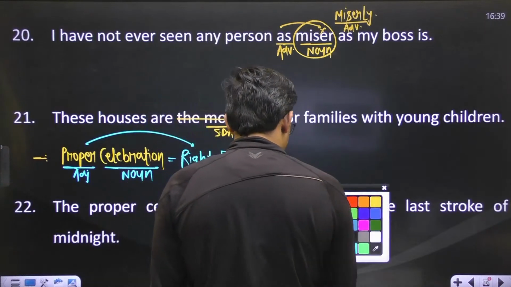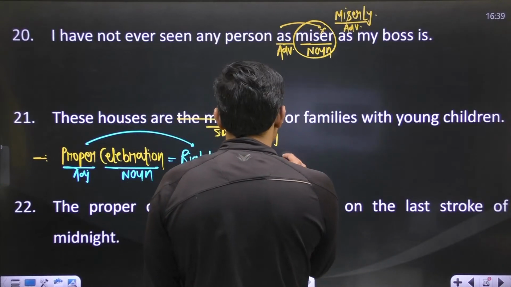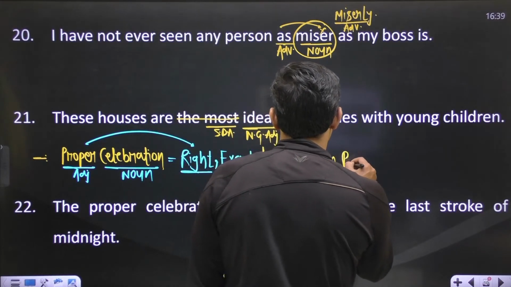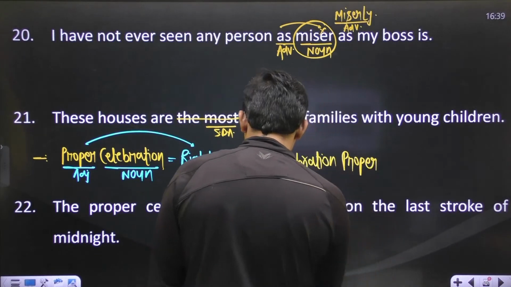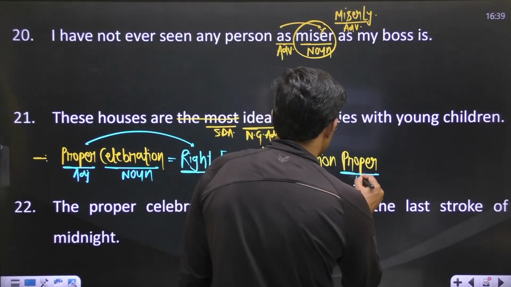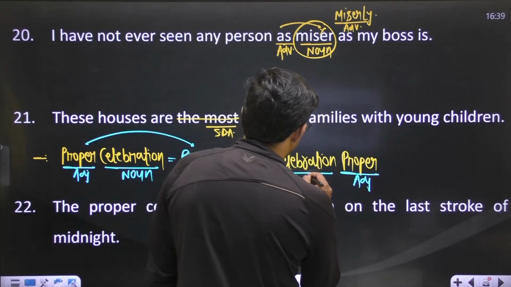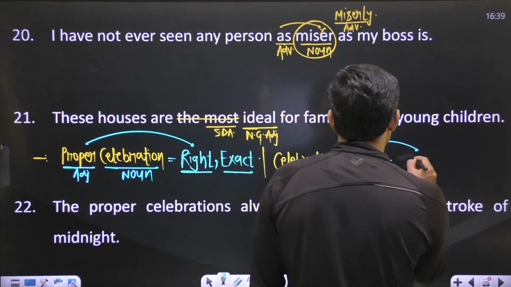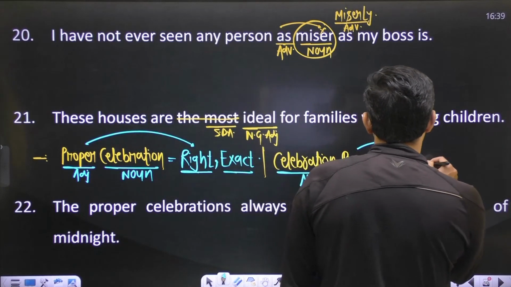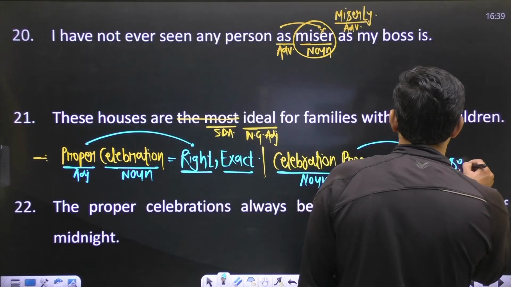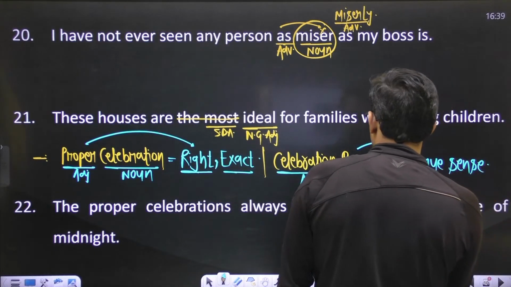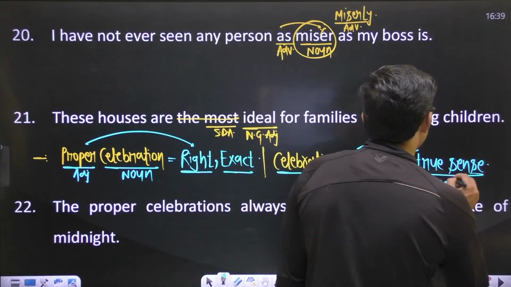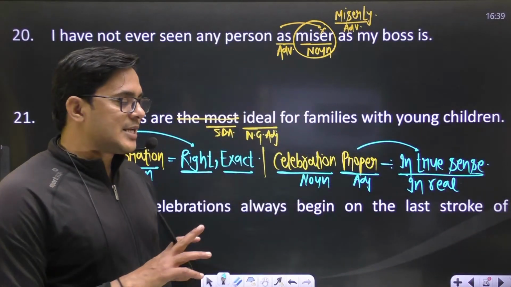But we have another phrase also. We also speak like celebration proper. So make it sure whenever this adjective proper is used after the noun, it shows the sense of in true sense. In true sense, सही मायने में, in real, सही मायने में, एक्चुअल में, असल में की सेंस को ये शो करता है.